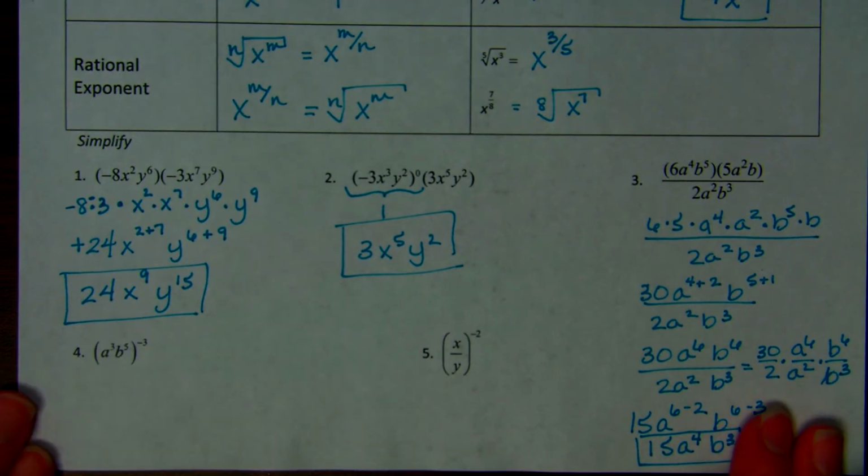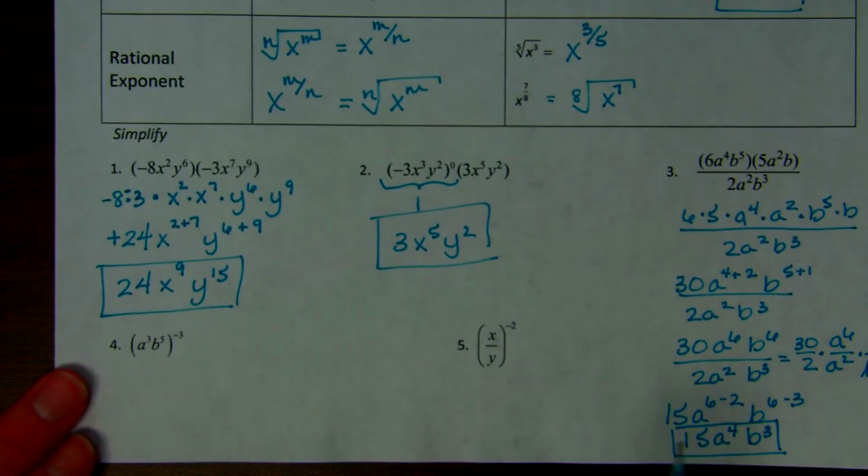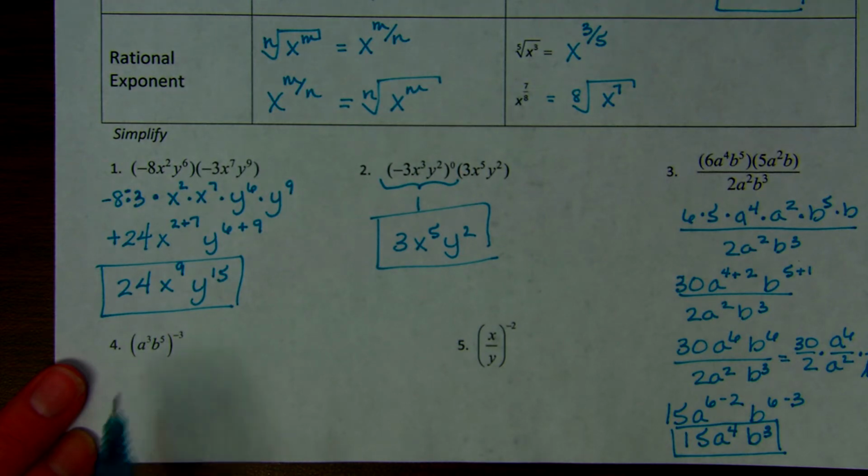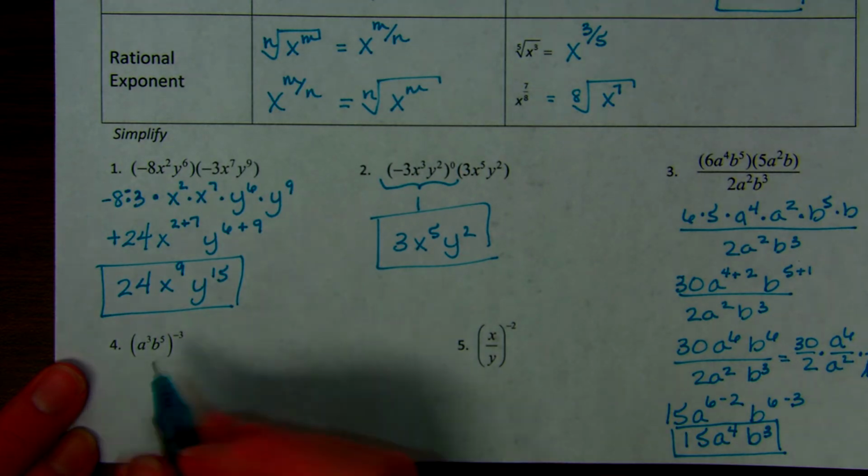All right, let's look at 4. This is a negative exponent, and that negative exponent goes with the term that's immediately to its left, and the thing that's immediately to its left in this case is this set of parentheses, so everything here, okay? And so deal with that negative exponent first. What that negative is saying is, hey, this a cubed b to the fifth, that whole parenthesis needs to be in the denominator of a fraction.